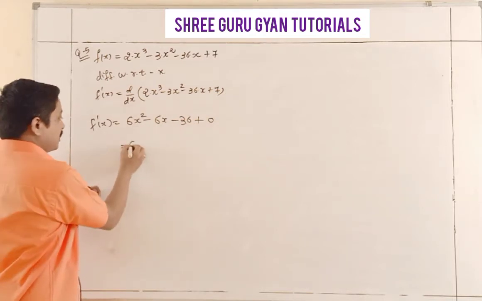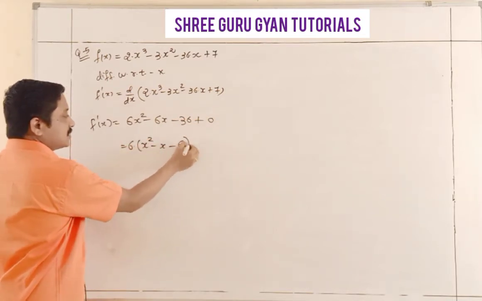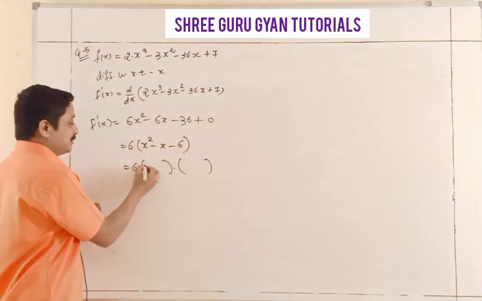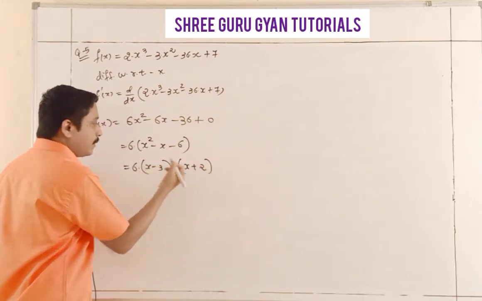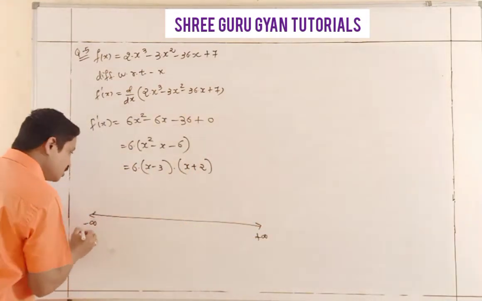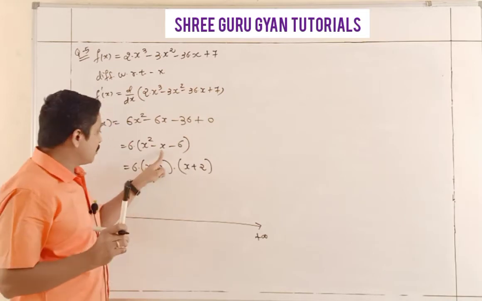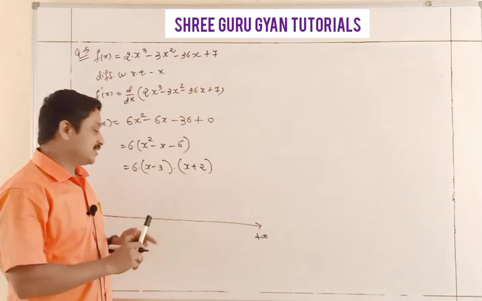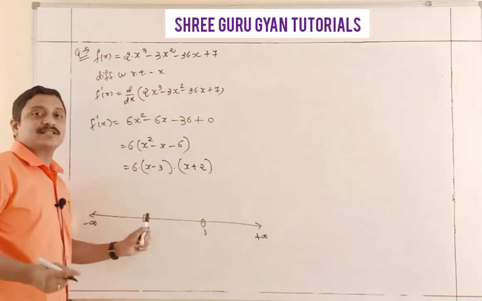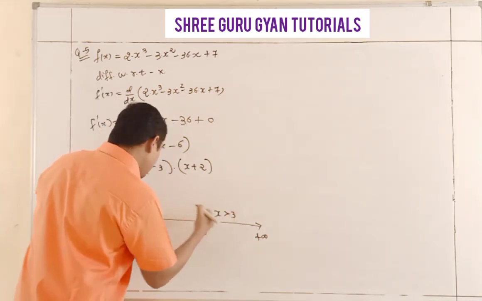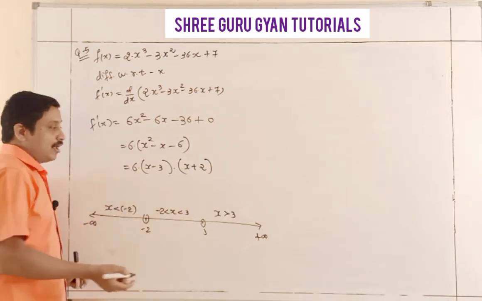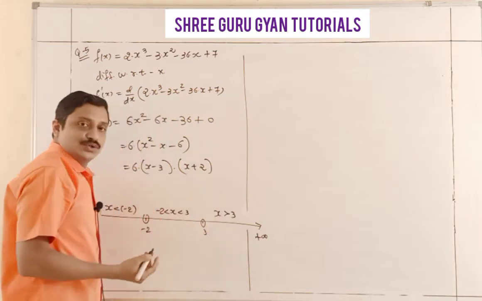Students, here take 6 common: x² − x − 6. There are two factors: 6 ones are 6, so minus 3 and plus 2. And here you check your intervals one by one. This never equals 0. Here minus 3 and plus 2, but taking this equal to 0 the answer is 3, and taking this equal to 0 the answer is minus 2. And there are 3 intervals coming: x more than 3, minus 2 to 3, and x less than minus 2. One by one, I start my solutions by the domains.